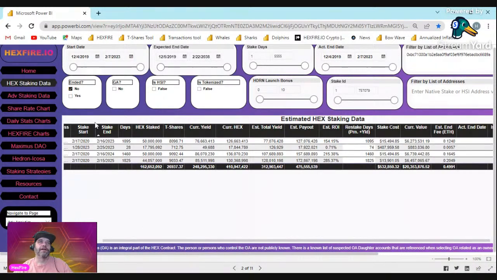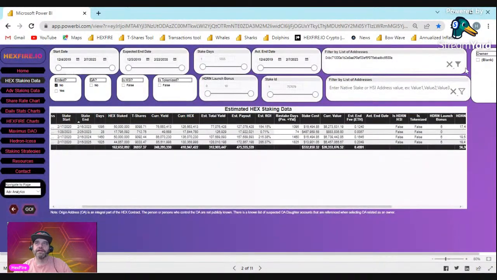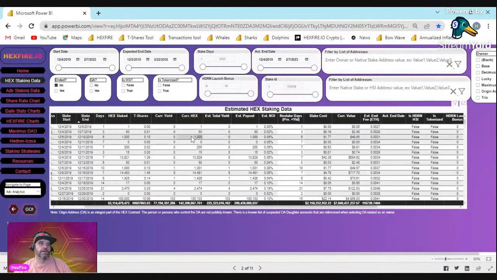All right, so we have a stake that's expected to end. So let me bring this down a little bit. We have a stake that's expected to end around the 14th of this month. So I'm going to clear my filters here so that we get everything. I'm just going to leave not ended here. So it's just going to take a second to load up all the stakes.